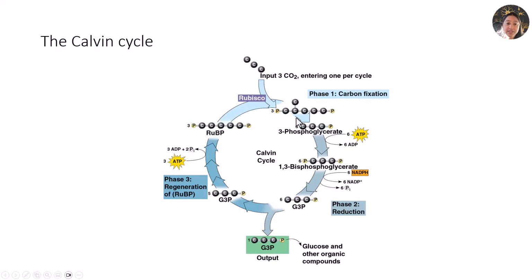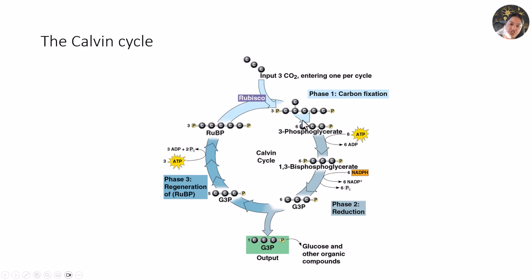So here's showing that visually. So there are 3 carbons coming from 3 molecules of carbon dioxide. Each one gets put on. So Rubisco adds the carbon to RuBP. Now this is a 6 carbon intermediate.